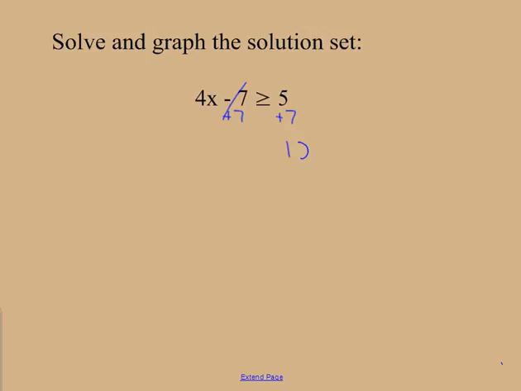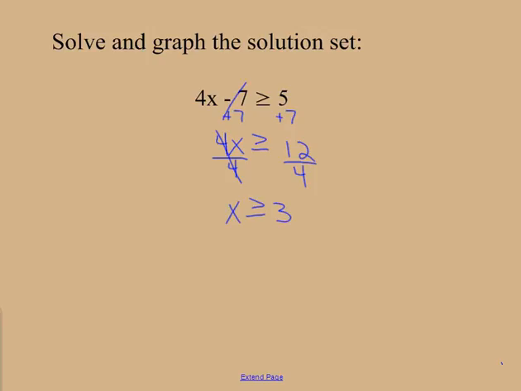5 plus 7 is 12. That leaves me with 4x on the left side, and I keep my inequality symbol. Next, I'm going to divide both sides by 4. The 4's will cancel out on the left, leaving me with x. I am dividing by a positive number, not a negative number, so there's no need to flip the inequality. 12 divided by 4 is 3. So there's my solution set. x is greater than or equal to 3.